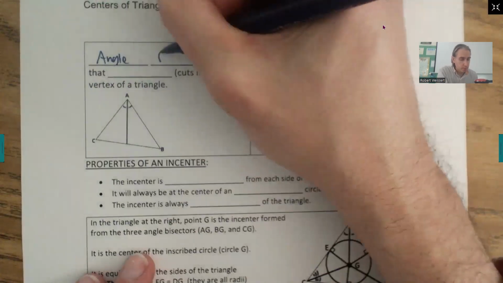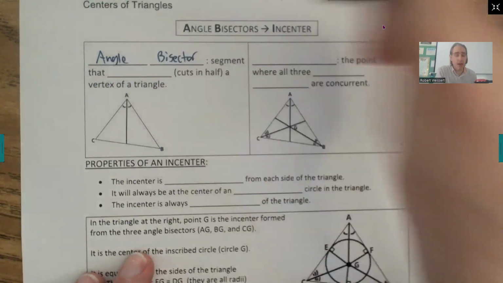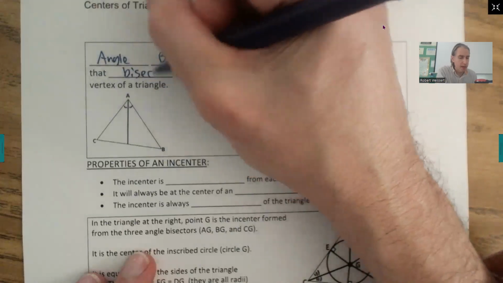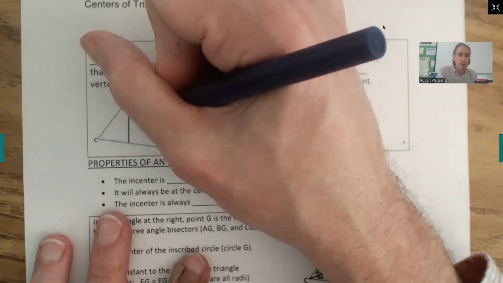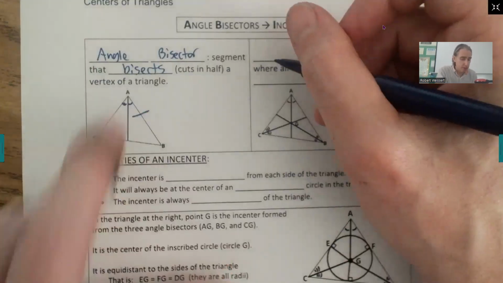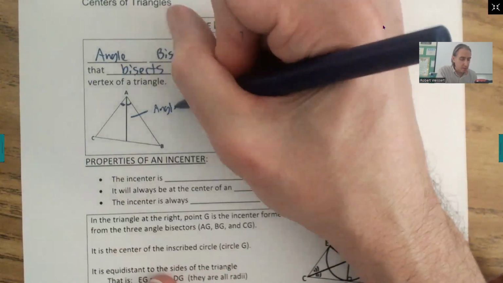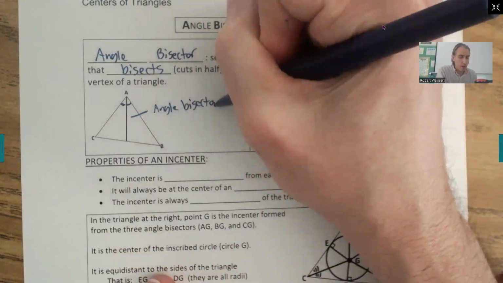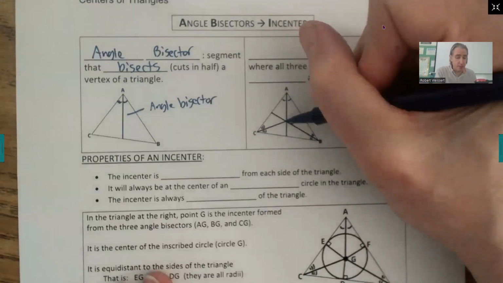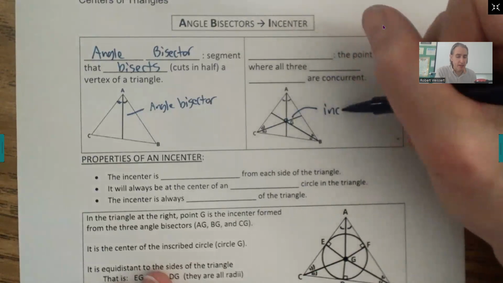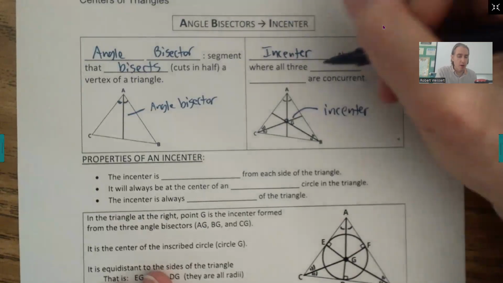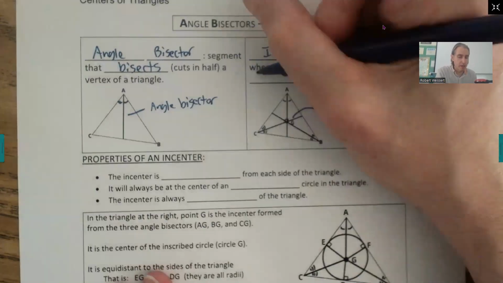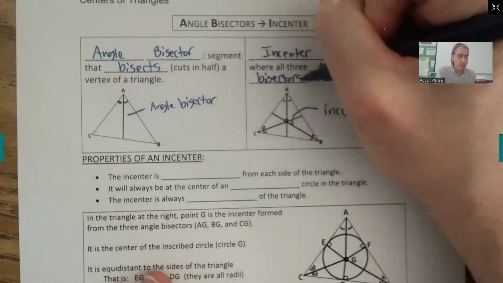So an angle bisector is a segment that bisects. Again, bisects means cut something in half. The vertex of a triangle. You're going to notice that these angle measures are the same degree. So that's going to be an angle bisector. When these three angle bisectors meet, they meet at a point called the incenter. It's the point where all 3 angle bisectors meet each other or are concurrent with each other.